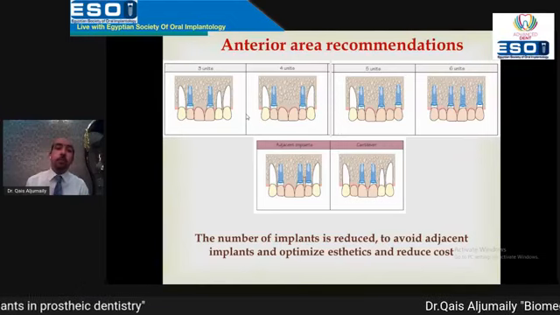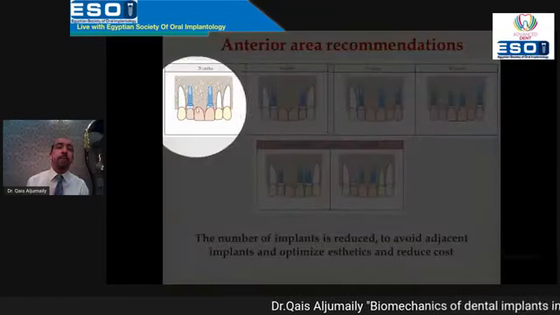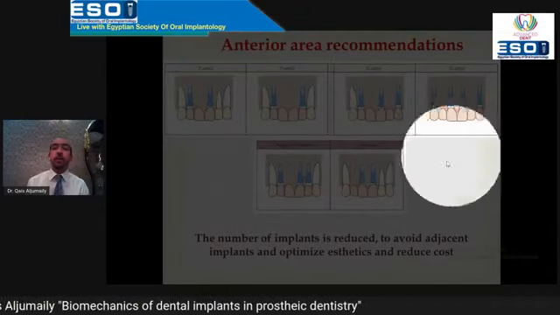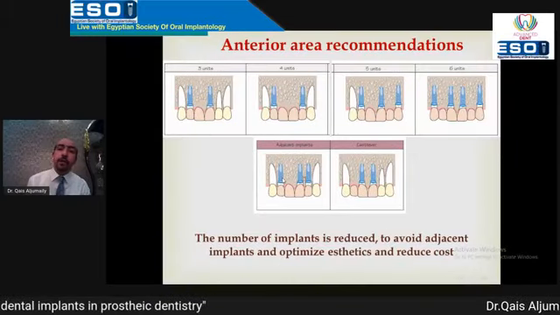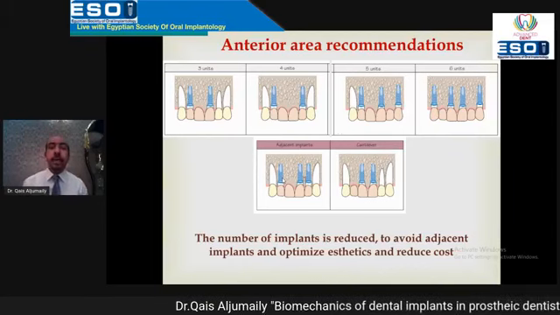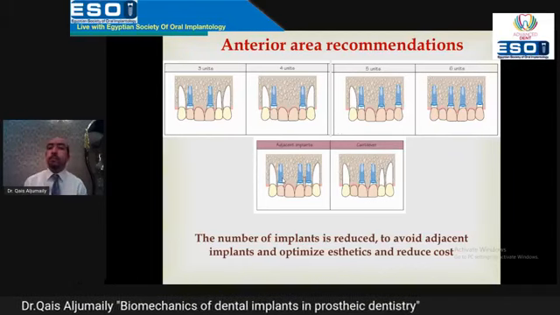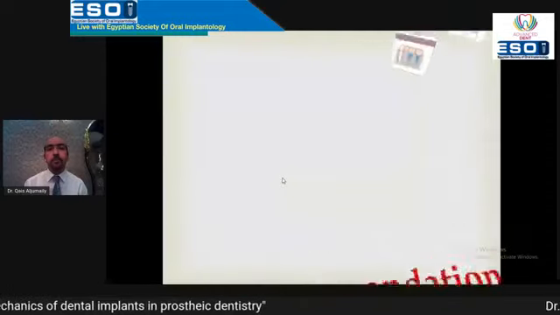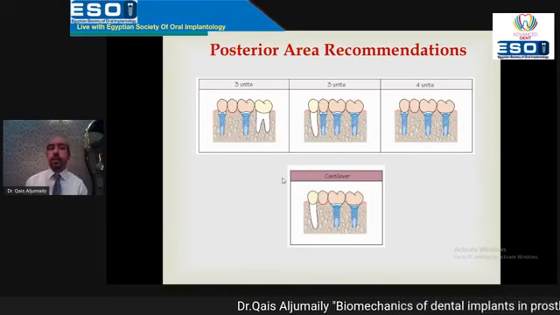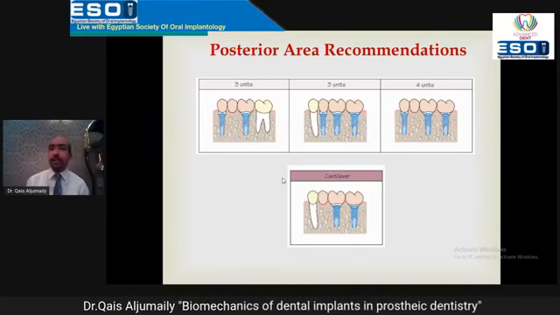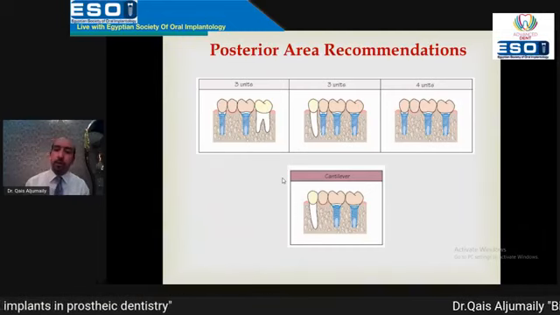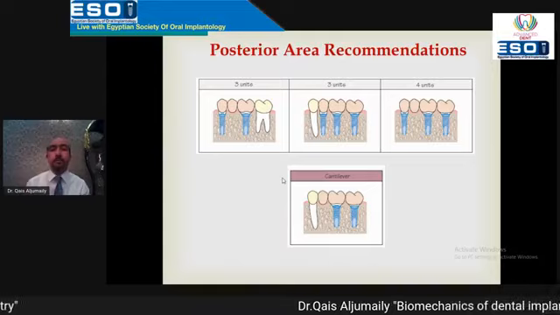Here we have the most recommended placement of the implants in the anterior area. You see, the most recommended area of implant. Of course, these diagrams or photos are according to Carl Misch. And this is the most posterior preferable area and recommendations to put your dental implant regarding the number and the position or the location, the placement.